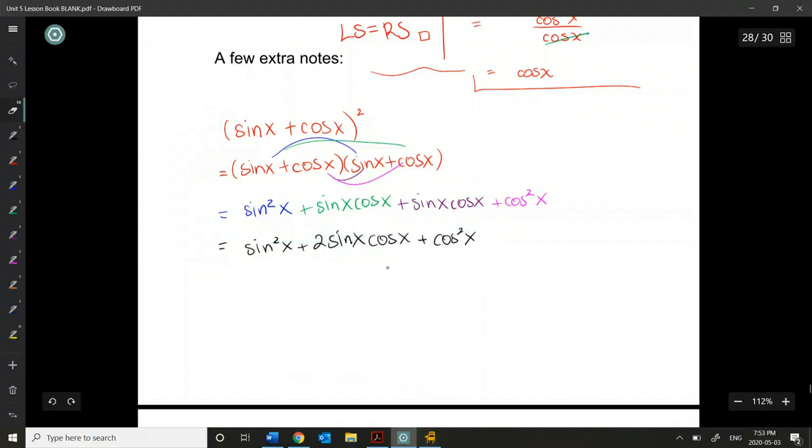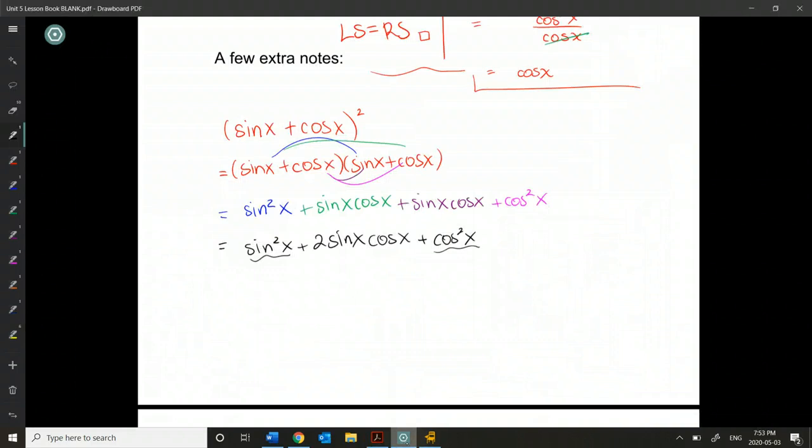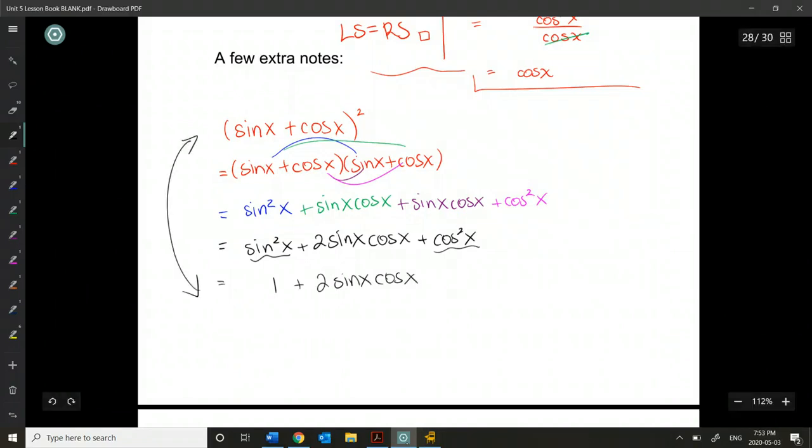For how we might want to use that. Also, you may see that we have a sine squared plus a cos squared, which is actually equal to 1. So what we could do is even take this a step further, and we could say this is equal to 1 plus 2 sine x cos x.